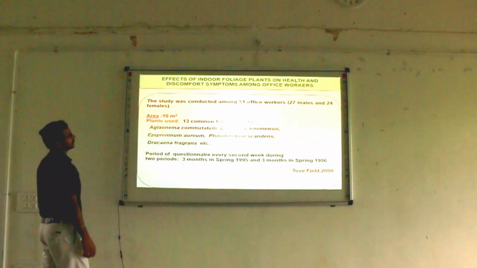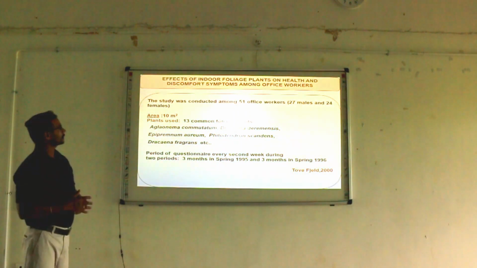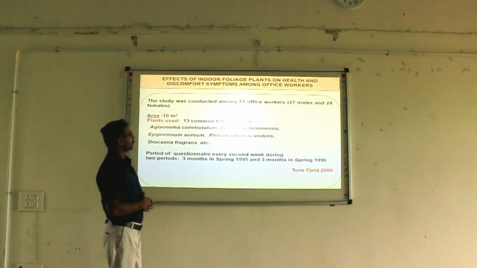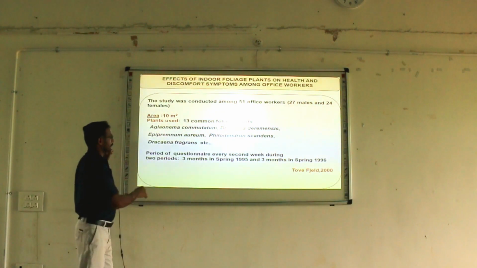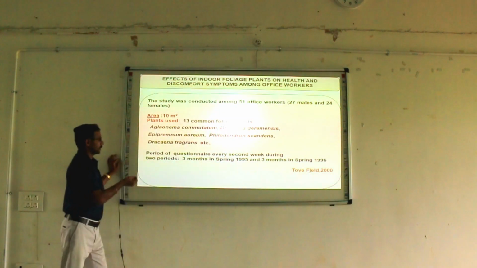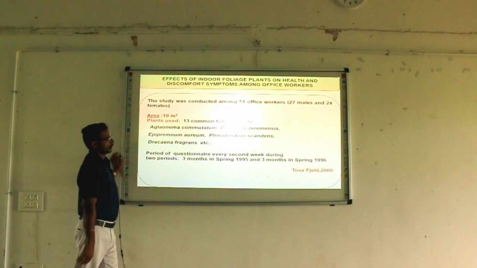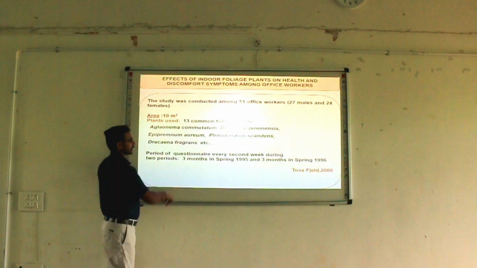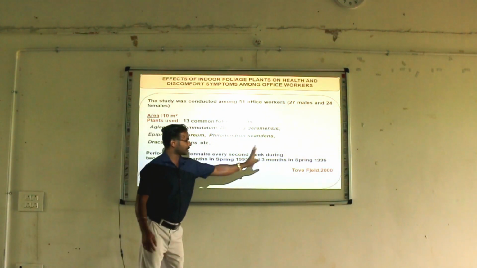In this study, 51 office workers were used, with an area of 10 square meters. There were 13 common foliage plants used. Data was taken every second week over 2 periods: 3 months in spring and 3 months in spring. Every second week they were studied, in 1995 and 1996.